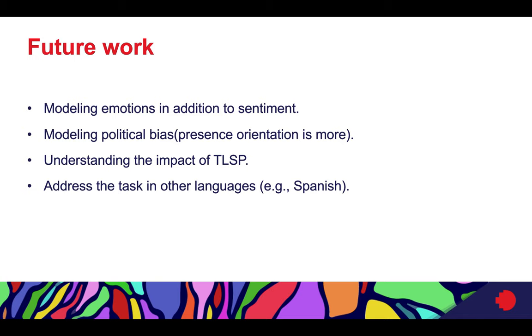Our future work would be, firstly, instead of just thinking about positive and negative, we want to evaluate the influence of different emotions, for example, hate, fear, anger, joy, and surprise. Secondly, we also want to model the political bias, where we will link the emotion and other features to the political presence, and in particular, Trump.